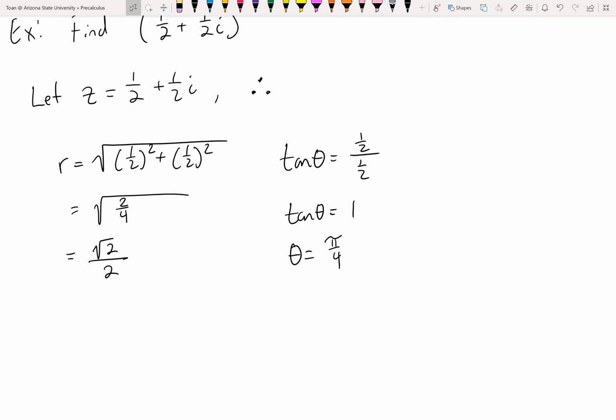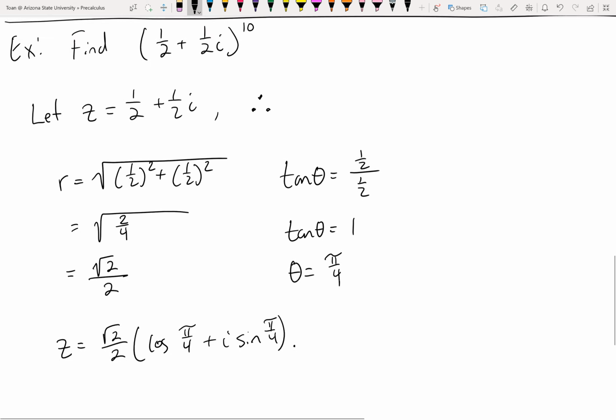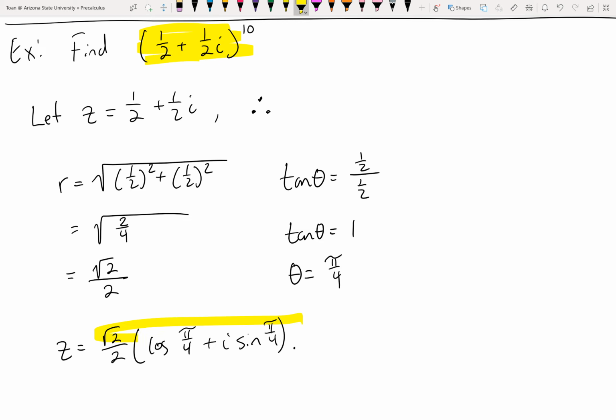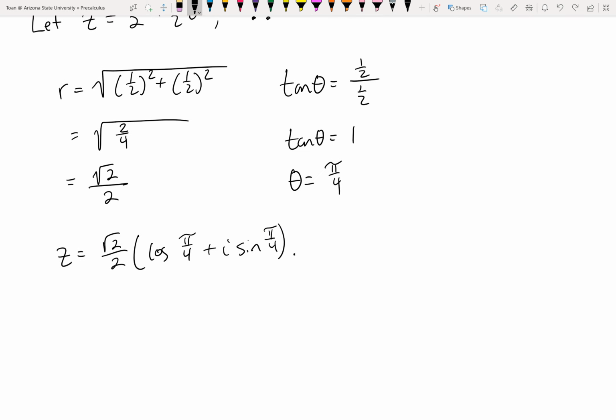So all of this work tells us that our original number, z, is r times cosine theta plus i sine theta. So we have now successfully converted this complex number into polar form. So now we should be able to figure out the power. So all of this work says 1/2 plus 1/2 i equals, how should I write this? Okay, let's do this. So this here is radical 2 over 2 times cosine pi/4 plus i sine pi/4.